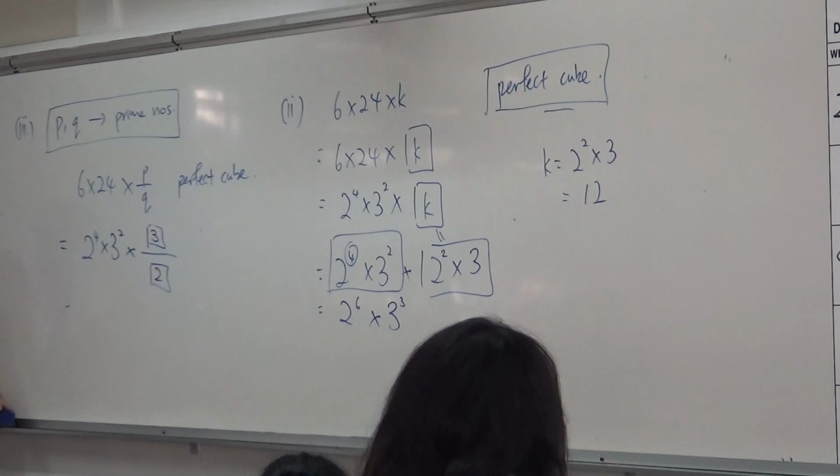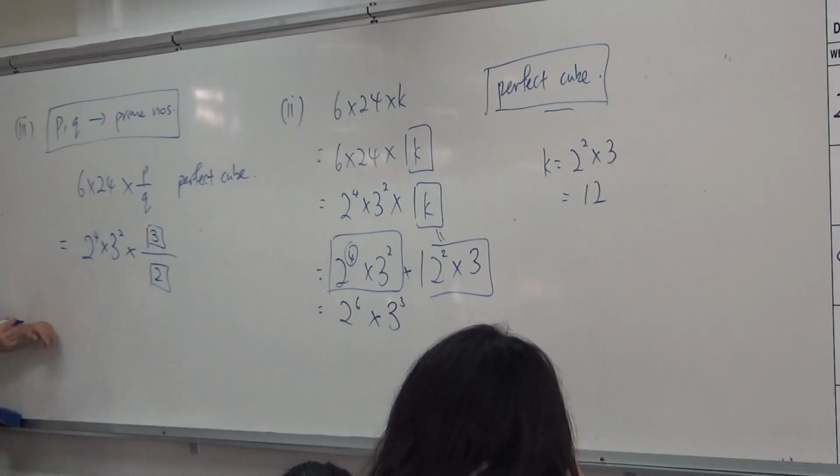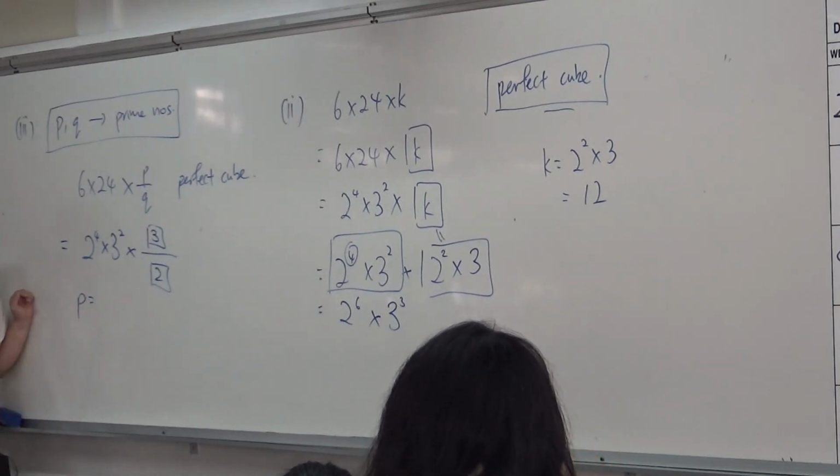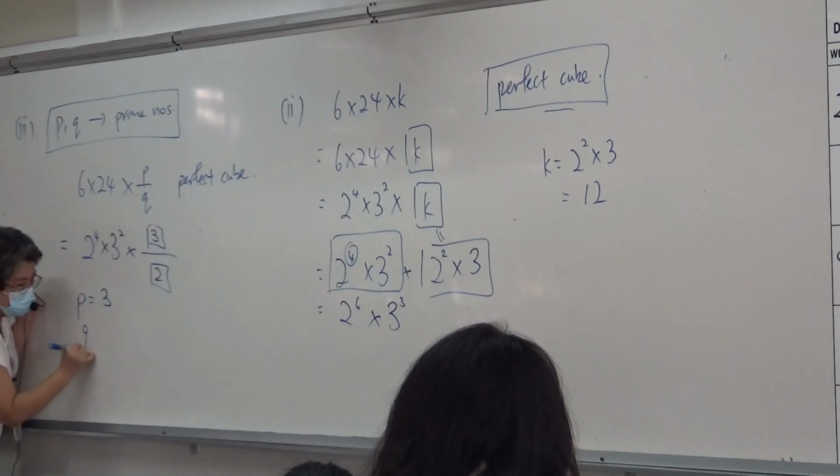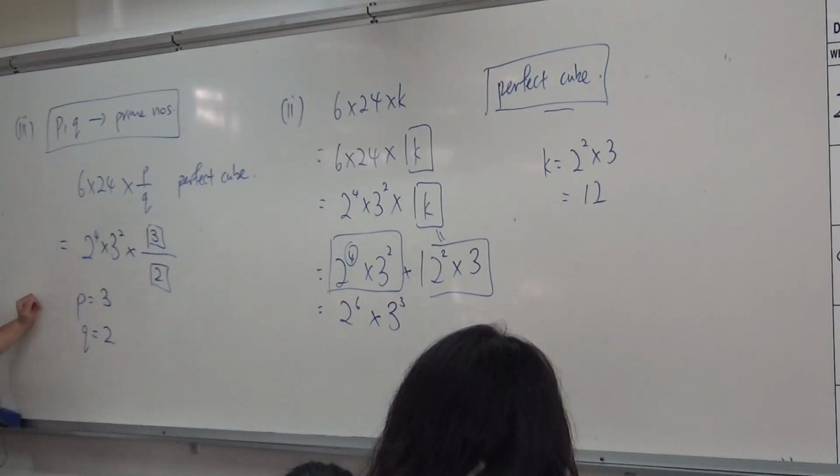Everybody okay now? Now let me check. Are these prime numbers? Are these prime numbers? Okay. So what should be my P? 3. What should be my Q? 2, must be 2. Are we clear now?